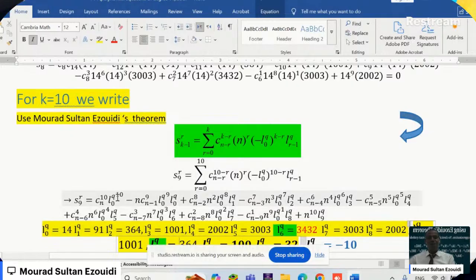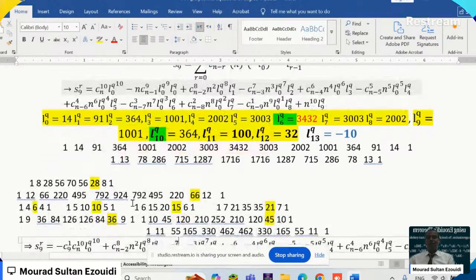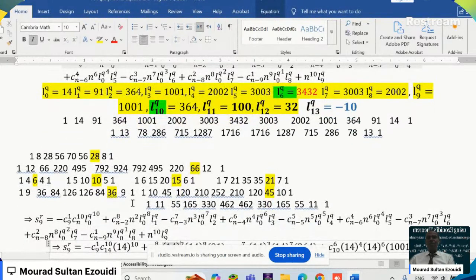Now I will expand this and put L0 of order q raised to the power 10 as a common factor, and calculate the difference between the first two binomial coefficients when r equals 0 and r equals 1. I will find that the value of this difference for S9 will be negative combination 9 choose 1 times combination n choose 10.